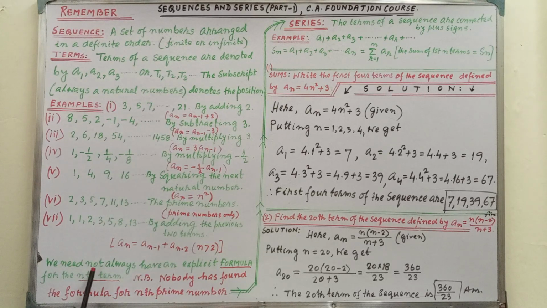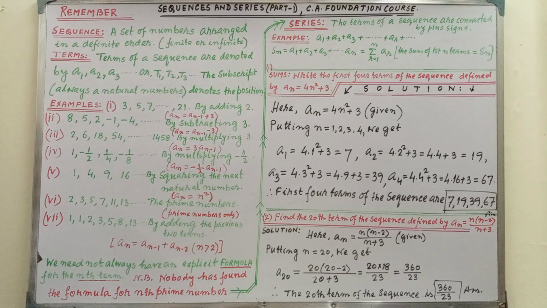Now, we need not always have an explicit formula for the nth term. For the nth term, there is no explicit formula. You must remember this. Nobody has found the formula for the nth prime number. For prime numbers, there is no formula.